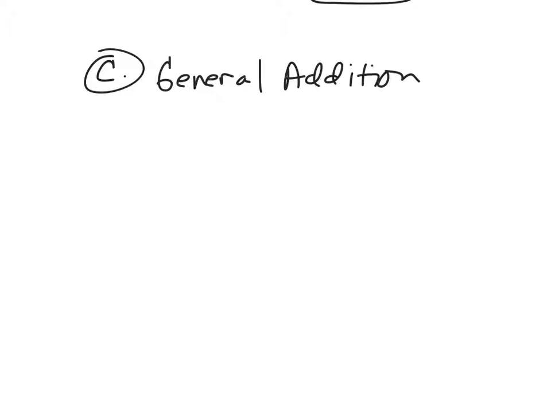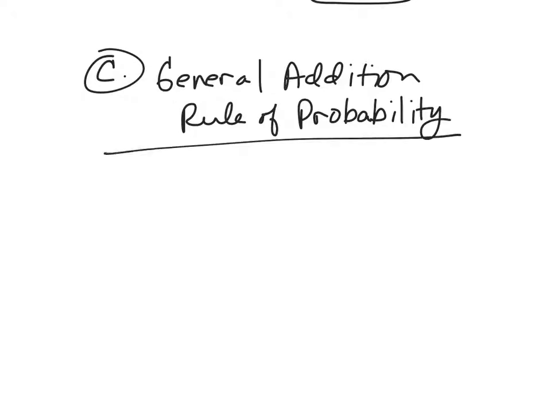Okay, the last topic in this section is a big topic. It's called the general addition rule of probability. The general addition rule of probability allows us to handle OR probabilities.